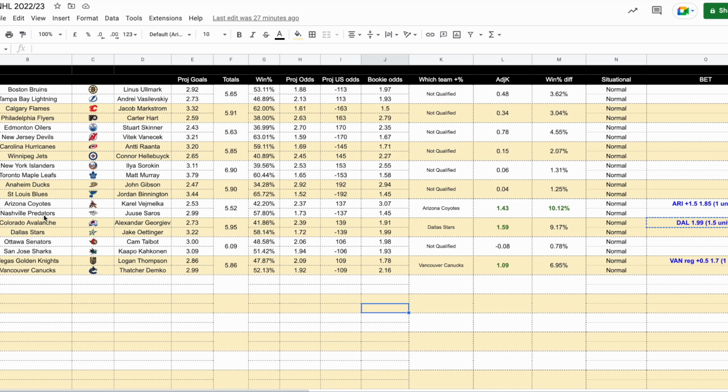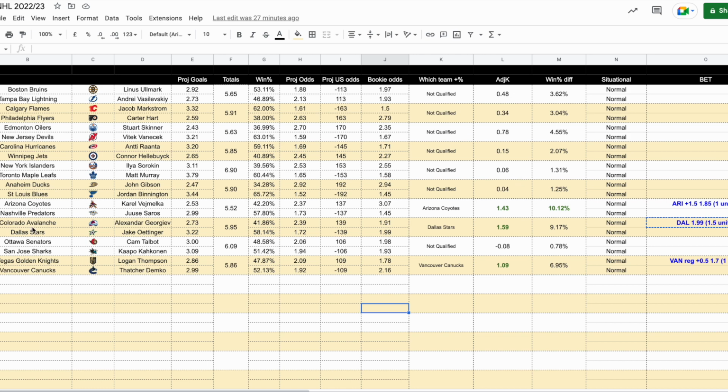And then we have Arizona Coyotes against Nashville Predators. Based on my projections, Nashville will have a better chance to win this game. As you see, I give them 57.80% chance to win. However, bookmakers have them at 1.45, so there is no value with Nashville, but there is small value with Arizona based on my projection. So the best and most logical bet would be Arizona plus 1.5 at 1.85. This would be a 1 unit bet based on my criteria. And if you have huge underdogs, you can always take a safer version in such games.